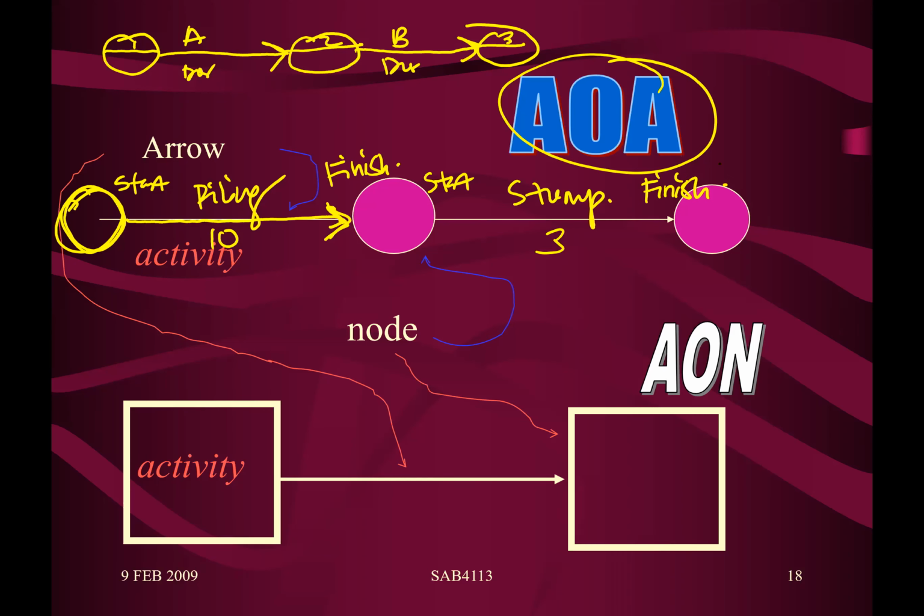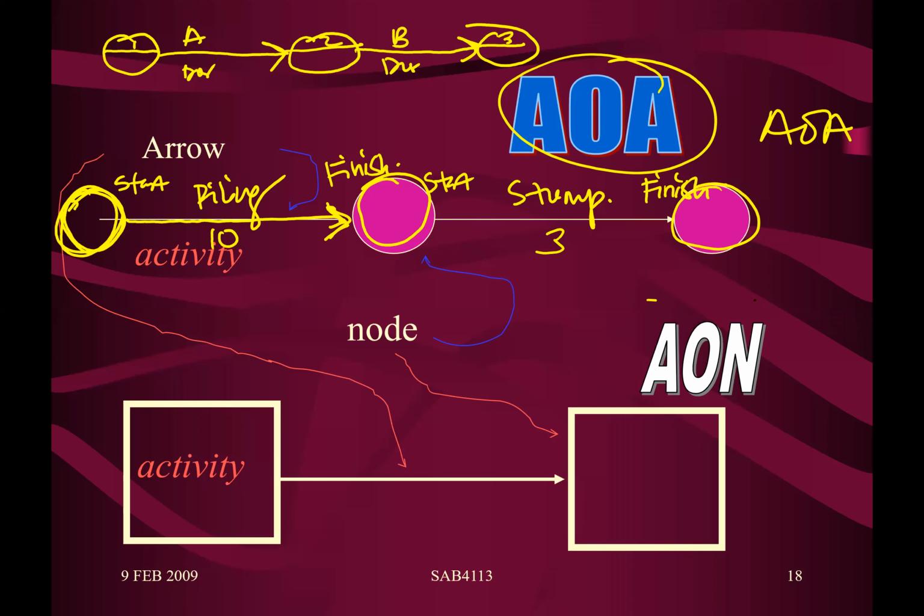So this is how we draw an AOA diagram. Start with one node, close with another node, then follow with the subsequent activity, and then close with another node. So in this situation, we have two activities, piling and stump. This is what the AOA diagram graphic looks like.